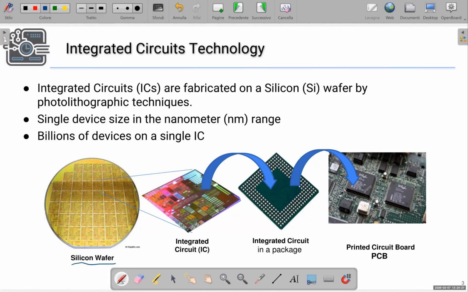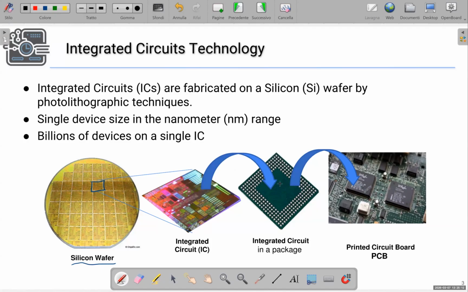Actually, thanks to this technique, it is possible to design single devices which have a size in the nanometer range, so they can be extremely small, and as a consequence, it's possible to integrate a billion devices on the same wafer. The integrated circuits that are fabricated with these techniques can then be cut, sliced individually.